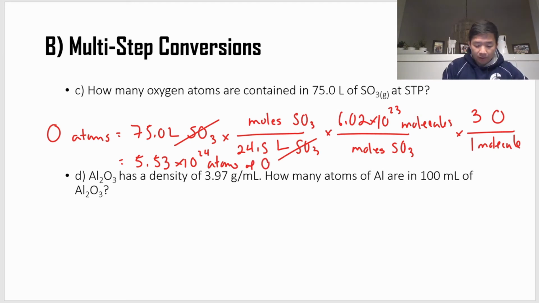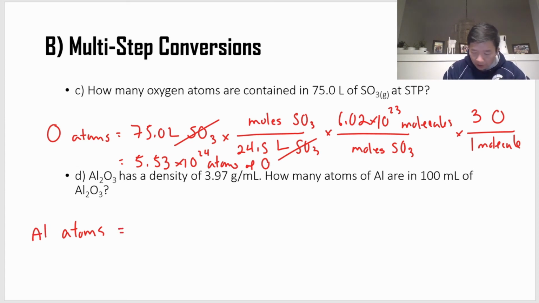All right, final example here. Aluminum oxide, Al2O3, has a density of 3.97 grams per milliliter. How many atoms of aluminum are in 100 milliliters of aluminum oxide? So let's take a look. I'm looking for atoms. Am I looking for specific atoms? Yes, I am. I just want aluminum atoms.